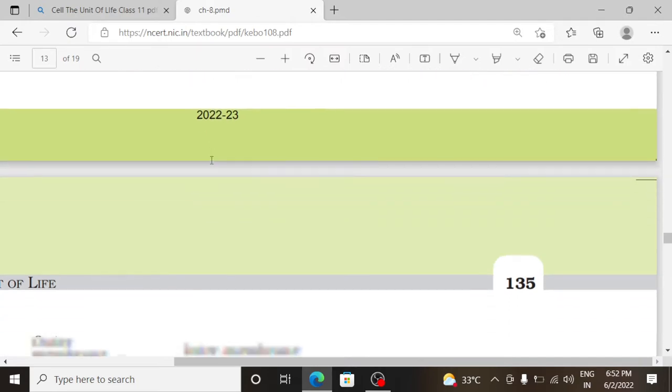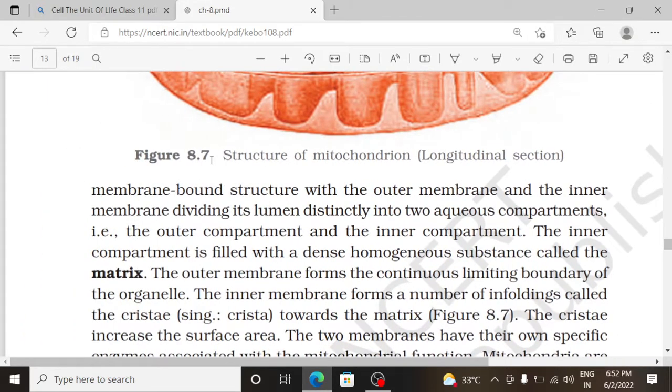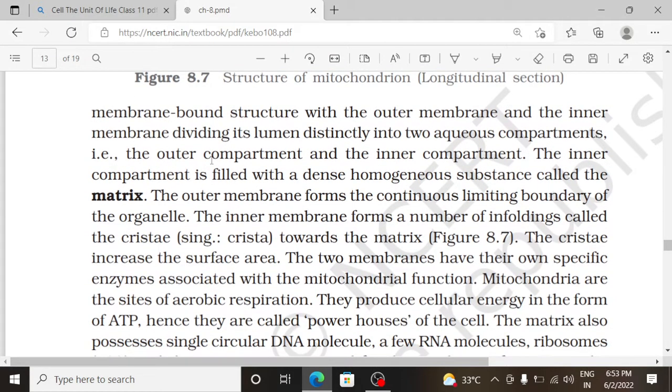Each mitochondria is a double membrane bound structure with the outer membrane and the inner membrane dividing its lumen distinctly into two aqueous compartments, that is, the outer compartment and the inner compartment. The inner compartment is filled with a dense homogeneous substance called the matrix. The outer membrane forms the continuous limiting boundary of the organelle. The inner membrane forms a number of infoldings called the cristae, that is singular crista, towards the matrix. The cristae increase the surface area.